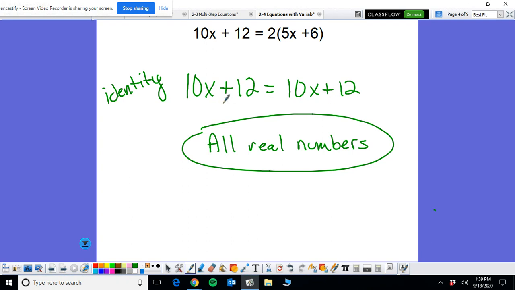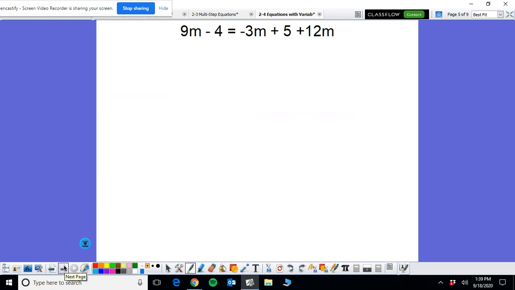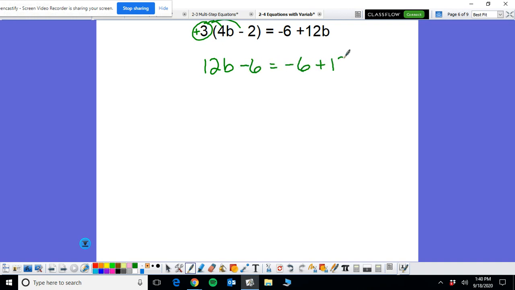All right, let's look at the next one. So this one, I'm going to go ahead and skip this one. I want to show you, yes, this is the one I was looking for. So let me show you another situation. We're going to distribute this positive 3, and we're going to get 12b minus 6 equals minus 6 plus 12b. Now, we got to be a little careful here. Are these the same problem? They don't look identical. But if we use our properties from the past, I'm going to rewrite this side.